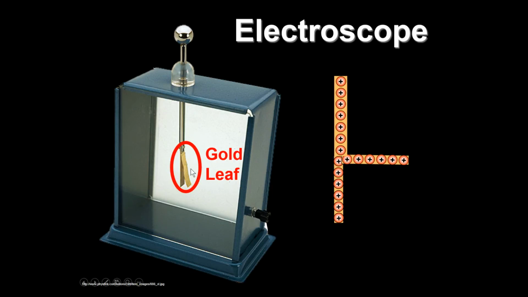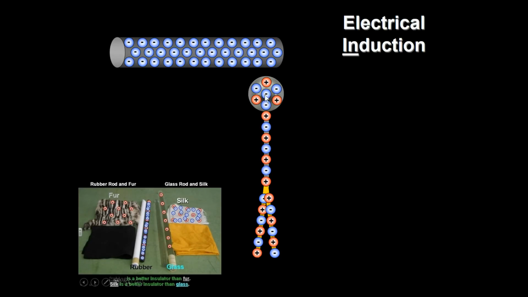It doesn't tell what charge it has. It doesn't tell if it's negative or positive, just that there is a charge. So if I brought a rubber rod here that had become negatively charged, remember, it's not the positive charges that move. Those are protons. They're locked in the nucleus. It's the electrons that can move through this.